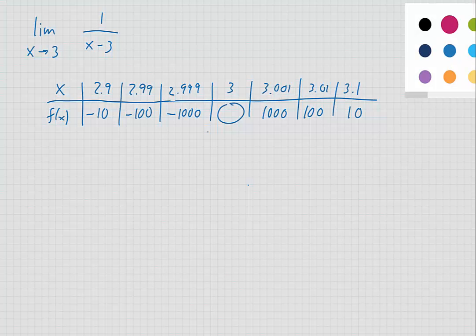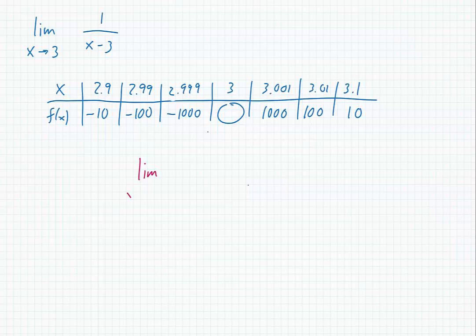And we can write that by saying that the limit as x approaches 3 of 1 divided by x minus 3, DNE, for does not exist. Some people write equals does not exist here. That's fine. I'll accept it either way.